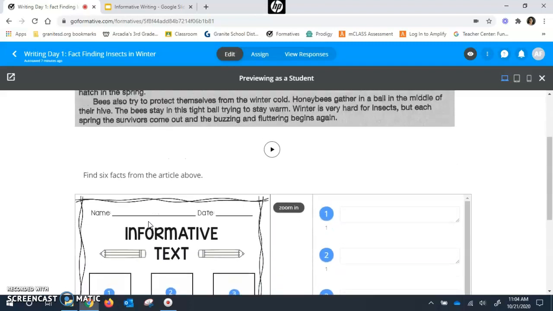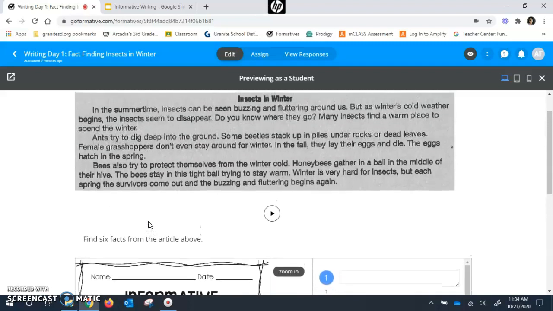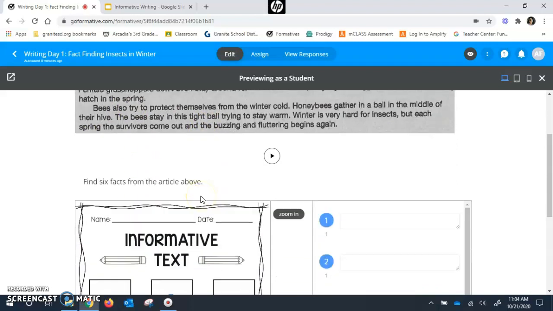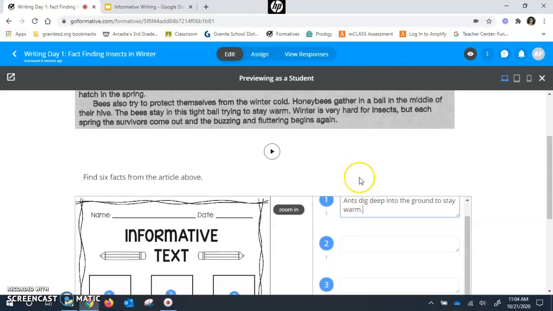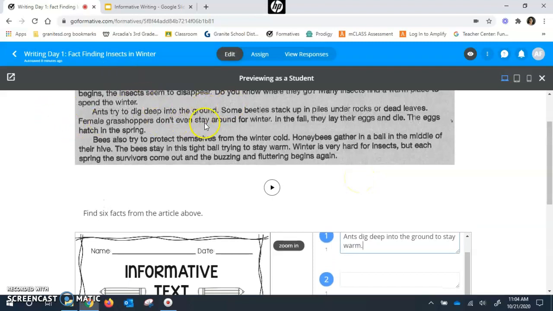So you need 6 facts. I'll give you an example of a couple, but you need to find at least 6 facts and put them in your own words. That'll be the best thing you can do to start your writing off right. So the first one I see is that ants try to dig deep into the ground. So for my first fact, I can say ants dig deep into the ground to stay warm. Because think about it, this is what it's all about. So I have my complete sentence there, capital and period, and I've made this first sentence into my own words.